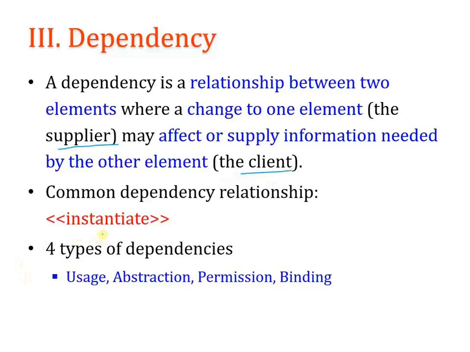And the common type of dependency relationship is called instantiate. This is a type which we usually have between a class and an object. There are four different types of dependency relationship: usage, abstraction, permission and, last, binding. Binding is a complex type of relationship which is not covered in our syllabus. That's why we will be discussing three categories: usage, abstraction and permission dependencies.